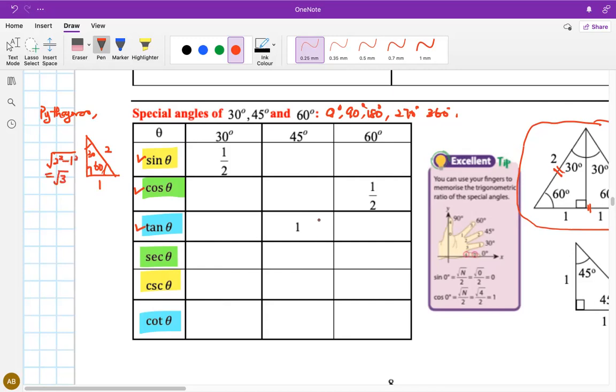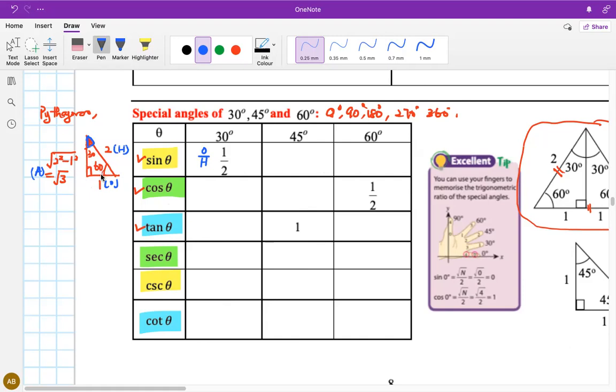So now we can find sine theta, where theta is 30°. As you know, this is 30°. So sine 30 is opposite over hypotenuse, and this is adjacent. So sine is O over H, which is 1 over 2. Very clear, 1 over 2.